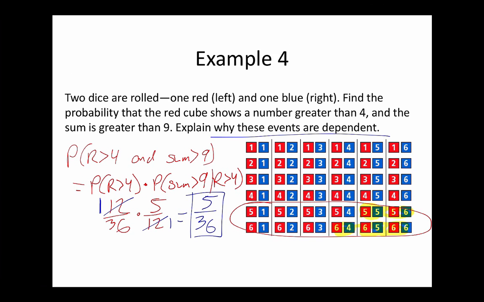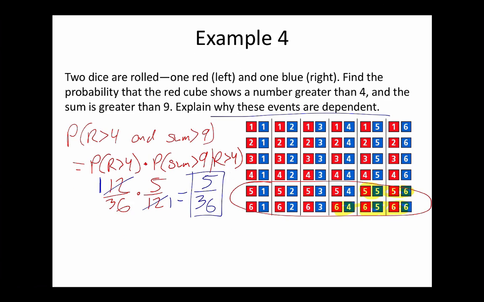Now again, for why these events are dependent, the red greater than 4 reduces our options. Really, that's the general theme if you're looking for why things are dependent. If the first event reduces your total number of options, then you have a dependent event.